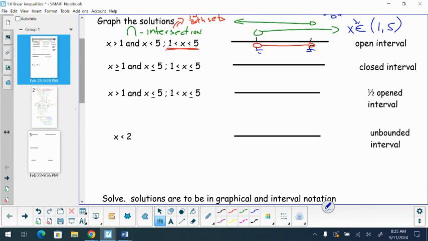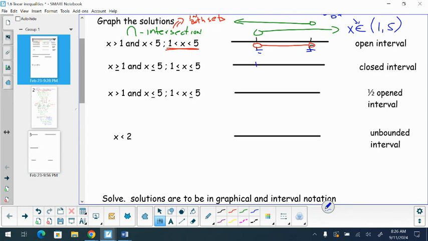Now if we take a look at the second one, x is greater than or equal to the value 1, and also x is less than or equal to the value 5. Caden, what's going to change here with my graph? I think it's circles. Circles. They're closed. Very good. Okay, they are solid dots here because now we want to include the values of 1 and 5.